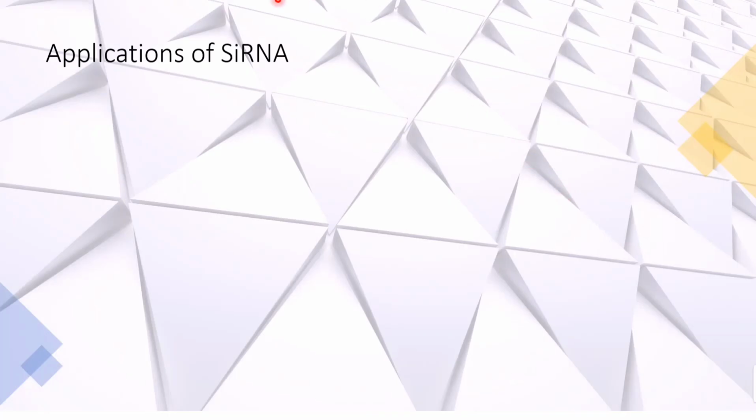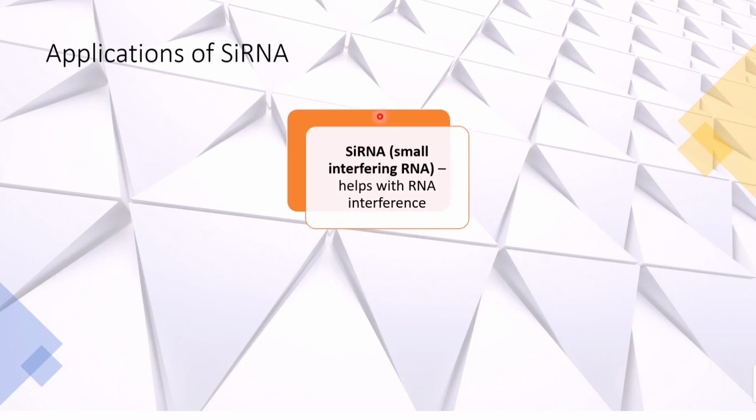And what are other applications of siRNA? So a quick recap from the previous slide, siRNA is small interfering RNA. So this is the smaller sections of our double-stranded RNA that is being cut by our dicer protein. And this siRNA is what helps with RNA interference. So this is cutting mRNA before it can reach the ribosome.